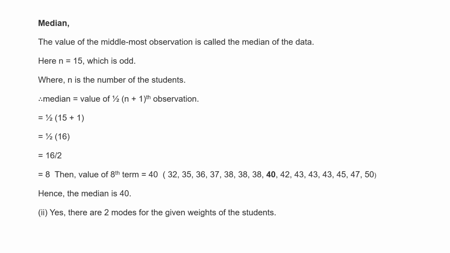Next is median. Median means, first, how many observations are there? 15, which is an odd number. Again, (n+1)/2, where n is 15, it will become 16. 16 by 2 means 8. After arranging, the eighth term: 1, 2, 3, 4, 5, 6, 7, 8. The eighth term is 40, right? So the median is 40.